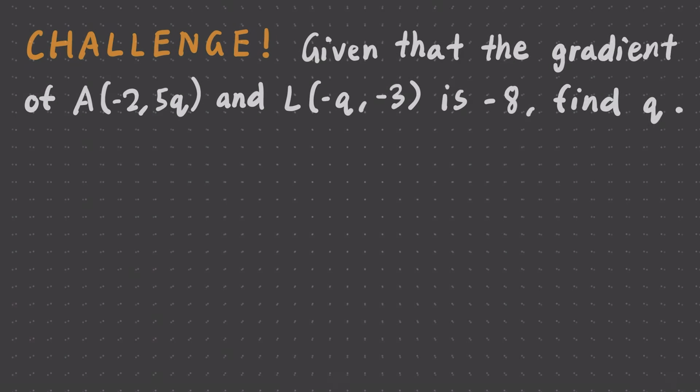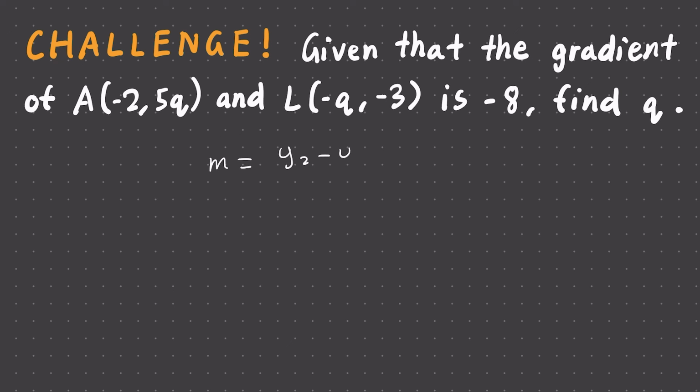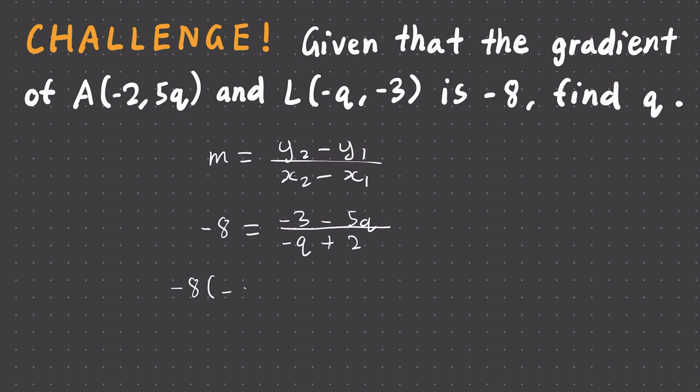Here are the solutions to the challenge question. So we have m equals y2 minus y1 over x2 minus x1. So gradient is given as minus 8. y2 is going to be minus 3, and then y1 is going to be 5q, so that's minus 5q. And then x2 is minus q, and then x1 is minus 2, so that's going to be plus 2. Then we have minus 8, and then we have minus q plus 2, and then minus 3 minus 5q.